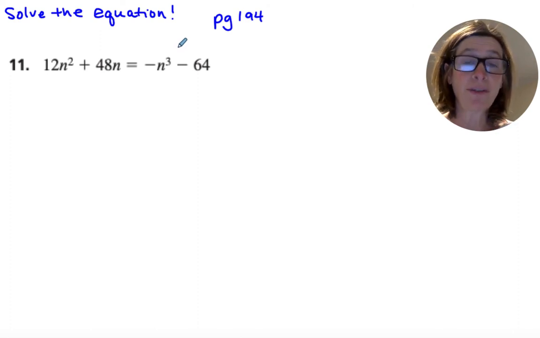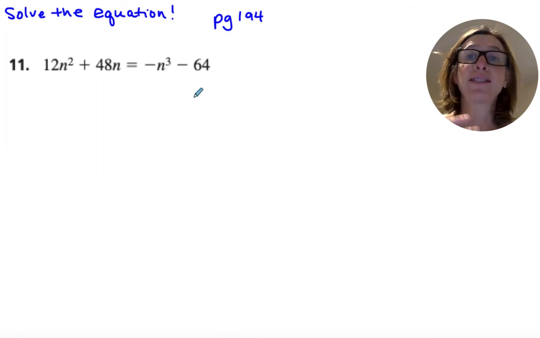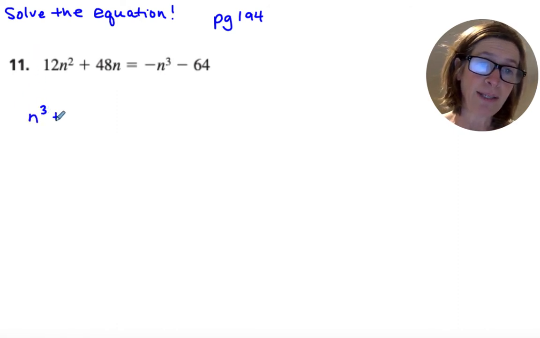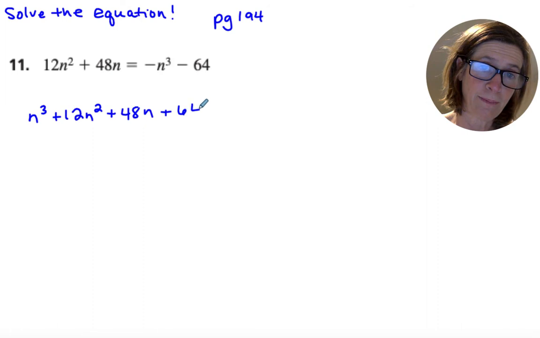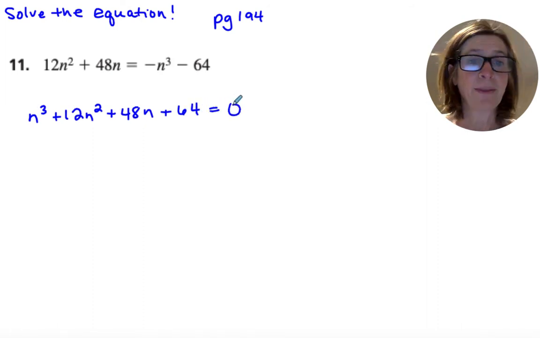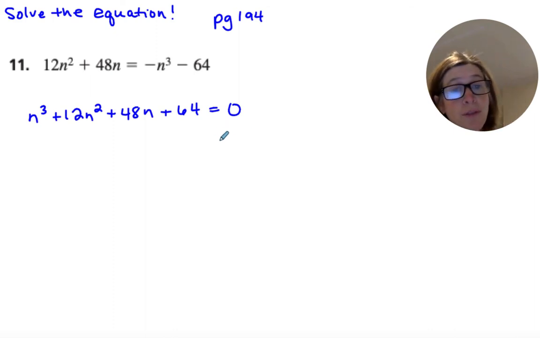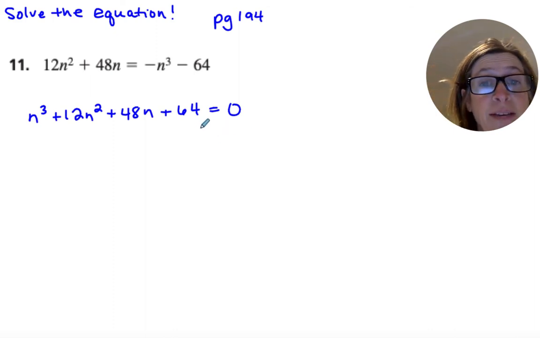So there are several methods you could use here, but I decided to get everything to one side and see if I could use factoring. So I brought the n cubed to the left so it would be positive, and I wrote it in standard form. Okay, so you have a couple options here. You could first see if it's something that you could factor.